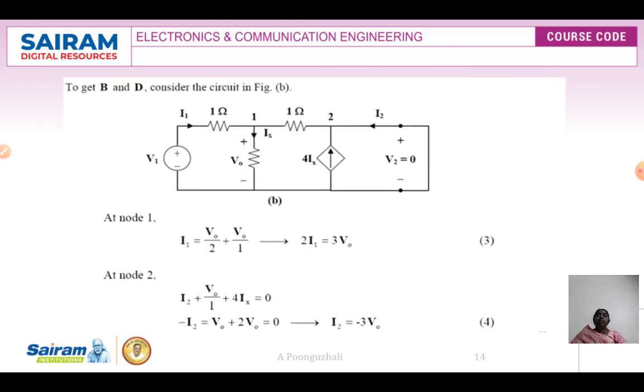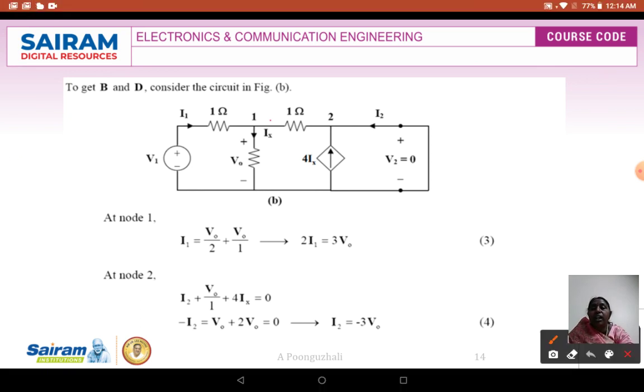To get B and D, do the same procedure, but on the other side. You will be getting I1 equivalent to V0 by 2 plus V0 by 1. That is your incoming current. I1 is your incoming current, and the outgoing currents are Ix and, if I take this current to be I3, I1 is equivalent to Ix plus I3. Ix is nothing but V0 by 2. I3 is nothing but V0 minus V2. V2 is 0, so we are not considering it. So in that case, 2I1 is equivalent to 3V0.